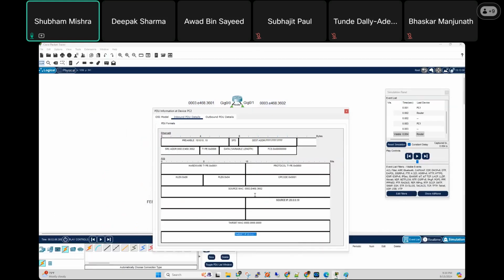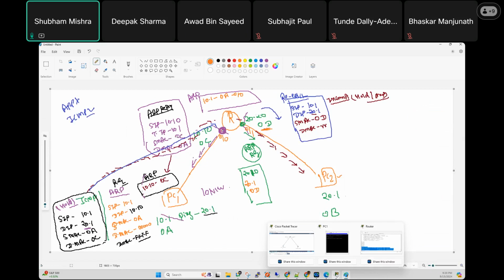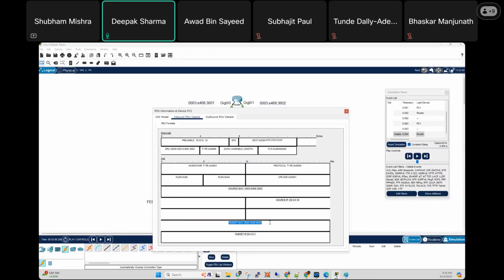Now, what is the source MAC address? 3602. It means the Gig 0/1 interface MAC address, that is 0D, this interface MAC address. Right? What is the target MAC address? 0000. It means this router doesn't know the MAC address of this device. So that's the reason target MAC is 0000, and at layer 2 it is broadcast. Are you clear, everyone?